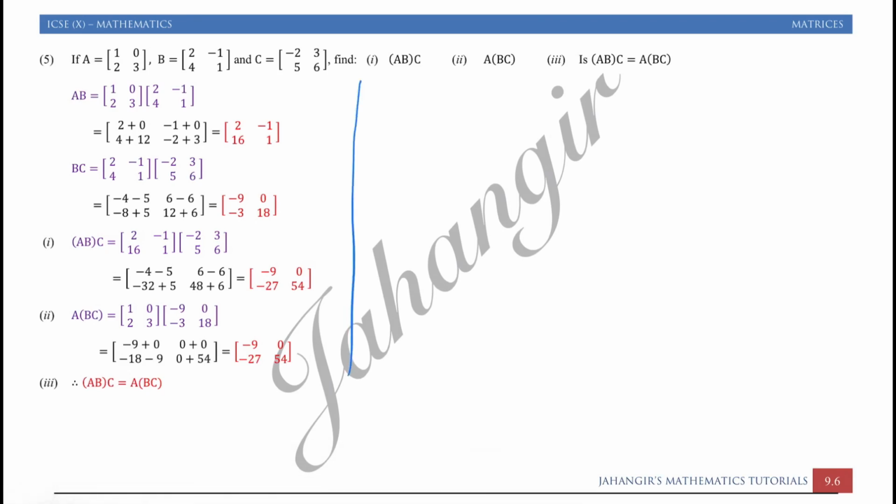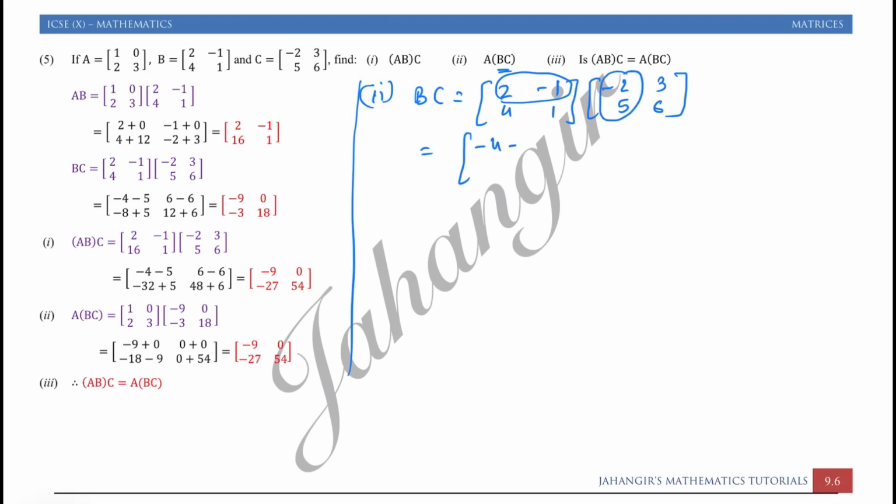Now main question number second. In the second, we have to first find BC. First we have to solve bracket BC. So B is 2 4 minus 1 1 and C is minus 2 5 3 6. So multiplying first row, first column: 2 into minus 2 is minus 4, minus 5. Then second row, first column: 4 into 2 is 8, 1 into 5 is 5.